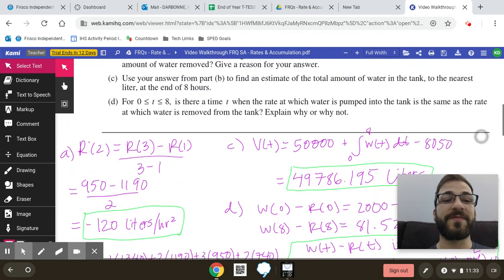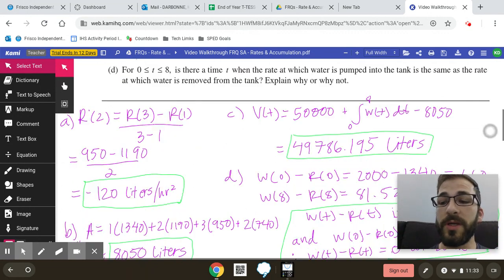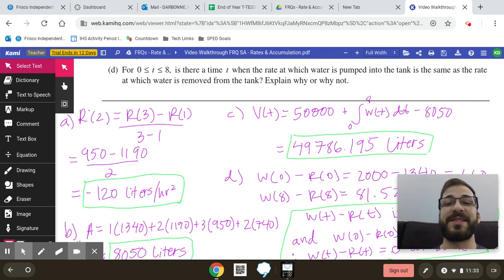Then last but not least, for part D, they wanted us to find a time when the rate water is going in is equal to the rate water going out. So the only way we could really account for all those possibilities is by finding when W of t minus R of t is equal to 0. Because if W of t minus R of t is equal to 0, then that means the rate of water going in and the rate of water going out is the same number.